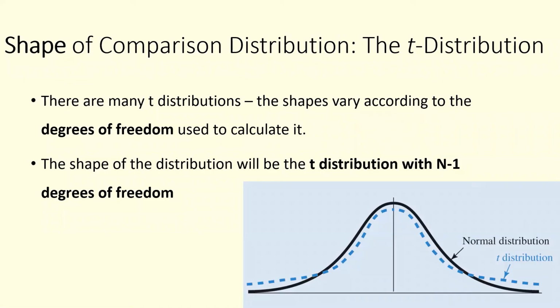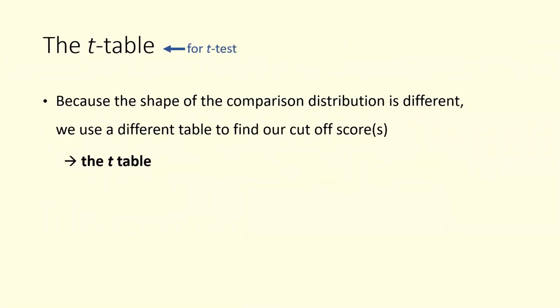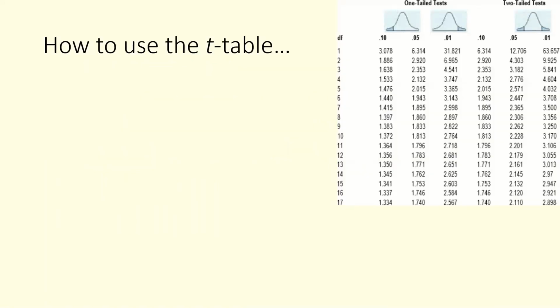So if my sample has 10 people in it, I'll use the t-distribution with 9 degrees of freedom, that is, 10 minus 1. And we're going to focus on using the t-table. I'm not going to explain completely how to use it; I'm just introducing this idea here, but the whole point is that because our shape is different, we need a different table. We'll go over more of how to use this table in our next lesson when we're doing this in practice.